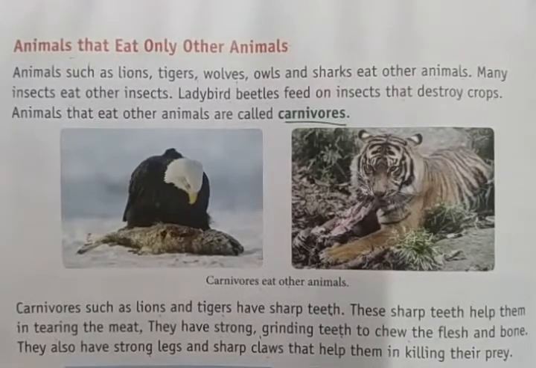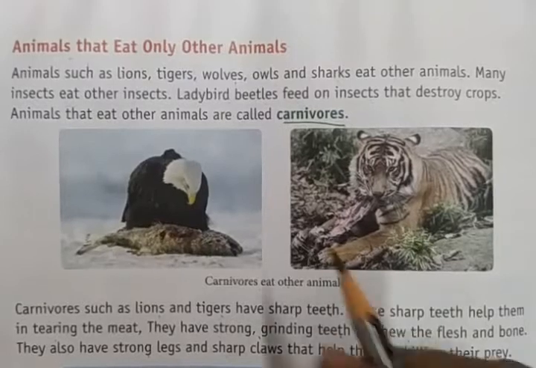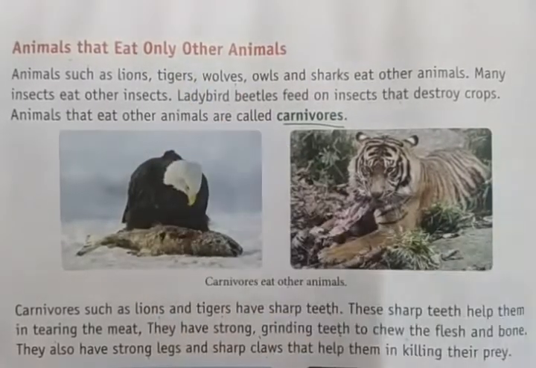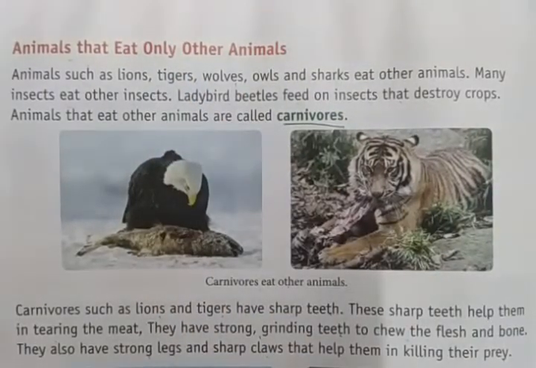The animals that eat other animals. Animals that eat only other animals. They won't eat both plants and animals. Carnivores are animals that eat only the flesh of other animals.